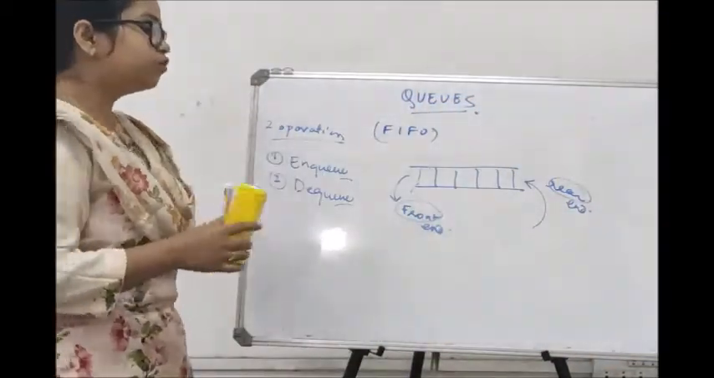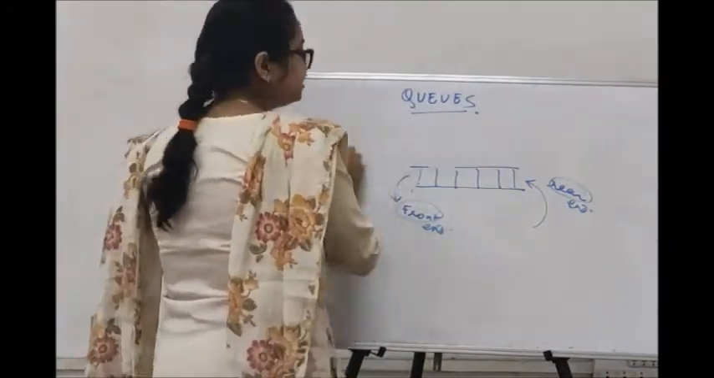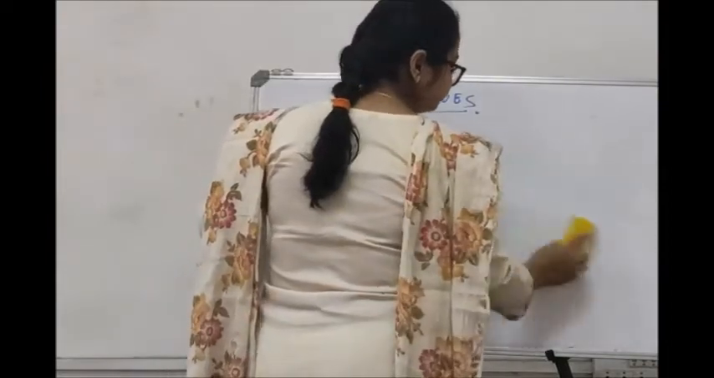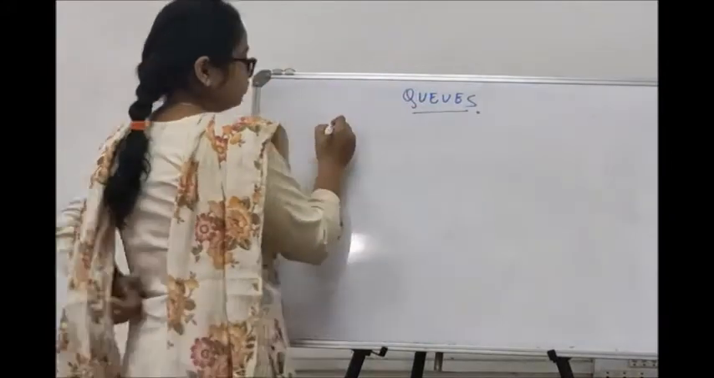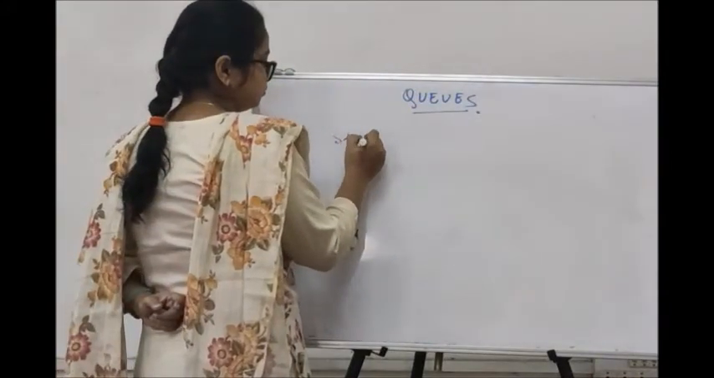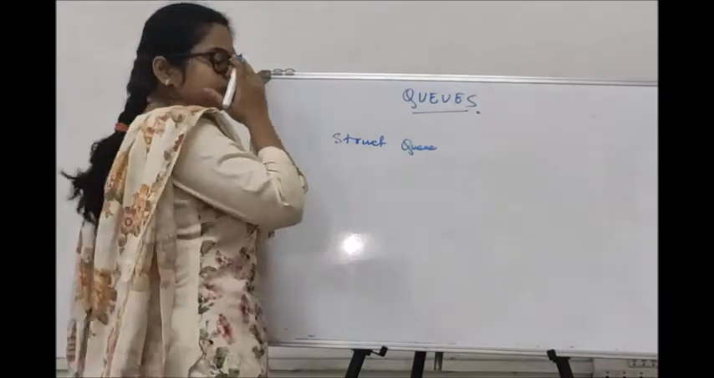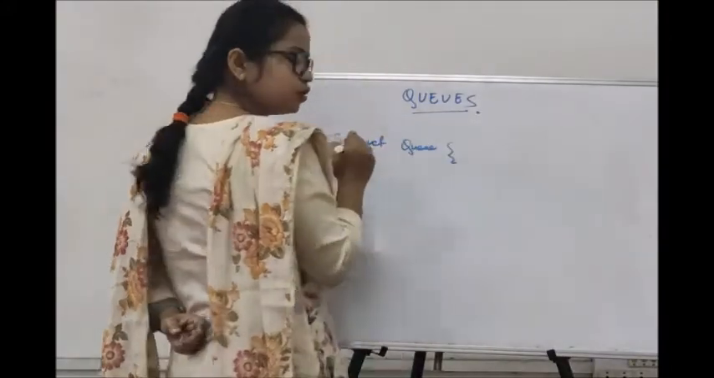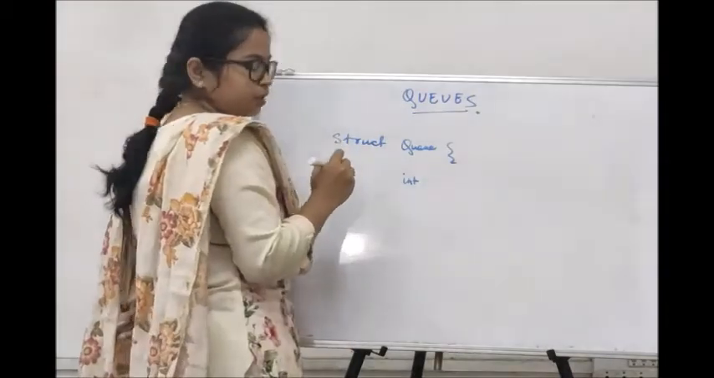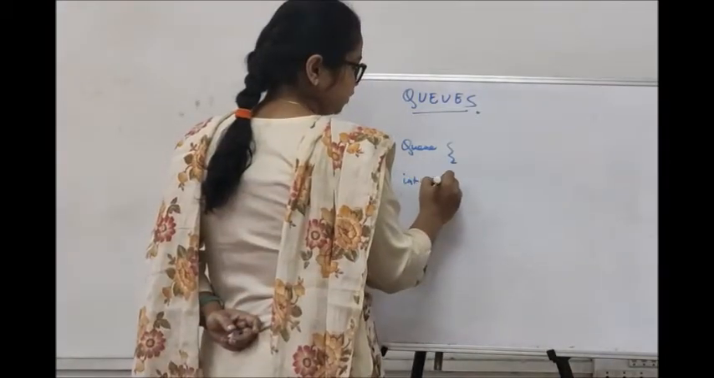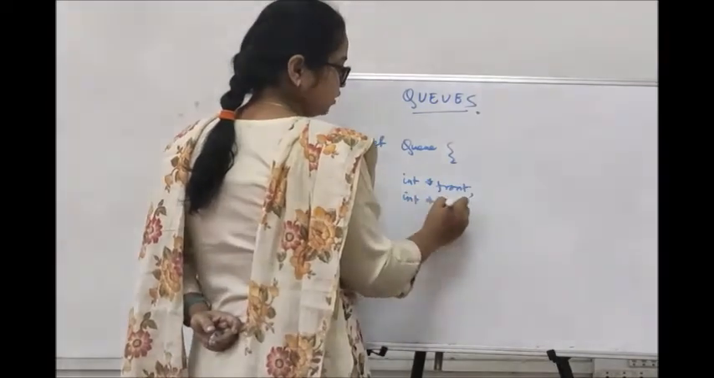So we will see how to formally define a queue in C language. Struct queue. What is there in the queue? First, there is an integer pointer front and there is another integer pointer called rear.